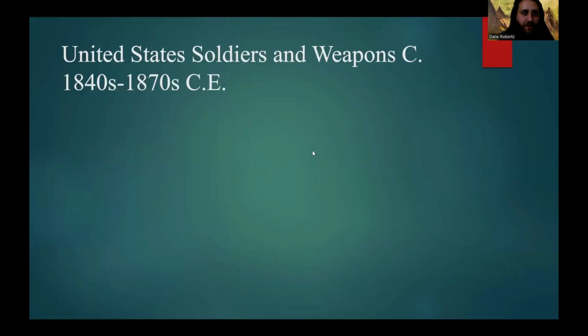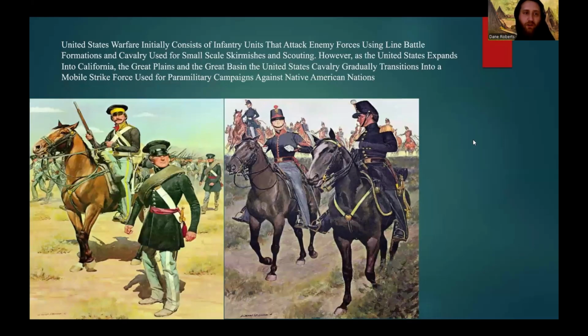Then we look at the United States soldiers and weapons, specifically focusing on the time period between the 1840s and 1870s CE. So initially, the United States warfare consisted of infantry units that attacked enemy forces using line battle formations and cavalry used for small scale skirmishes and scouting. However, as the United States expanded into California, the Great Plains, and the Great Basin, the United States cavalry gradually transitioned into a mobile strike force used for paramilitary campaigns against Native American nations.